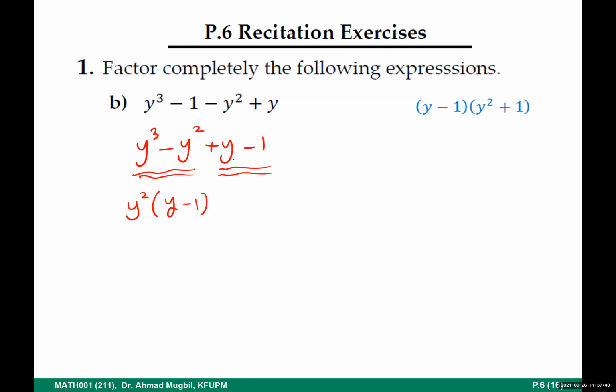y minus 1. We are lucky. Here it is. This is y minus 1. Just write it inside the brackets to recognize it, but no need even for the brackets. Now there is a common factor between the two groups. What is it? y minus 1. Factor it out. What is remaining? y squared plus 1. That's it.